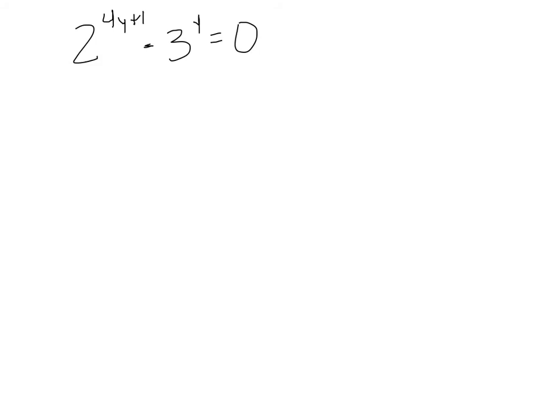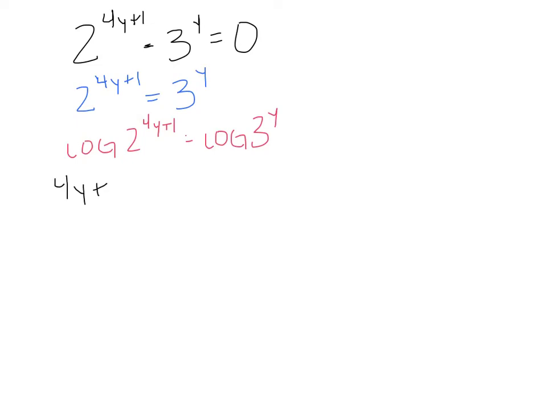So in this one, I need to isolate my exponentials again. So we have 2 to the 4y plus 1 equals 3 to the y. Now I'm ready to take the log of both sides. I know I have to take the log of both sides because I can't do a common base. So the log of 2 to the 4y plus 1 equals the log of 3 to the y. Now we can go ahead and use our properties. So 4y plus 1 times the log of 2 equals y times the log of 3.